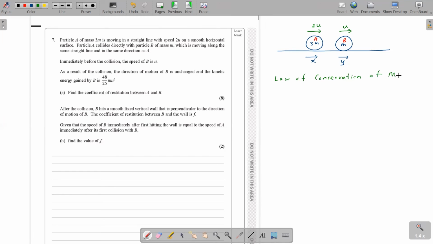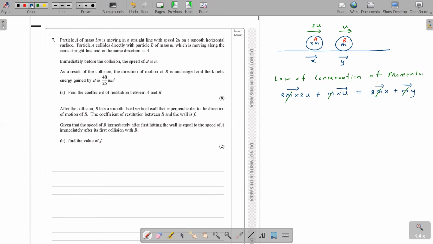So by the law of conservation of momentum, what happens? Initial momentum equals final momentum. Initial momentum is 3m times 2u plus m times u equals final momentum, 3m into x plus m into y. Everyone is to the positive direction, to the right, so no issues there. I can cut off the m here.